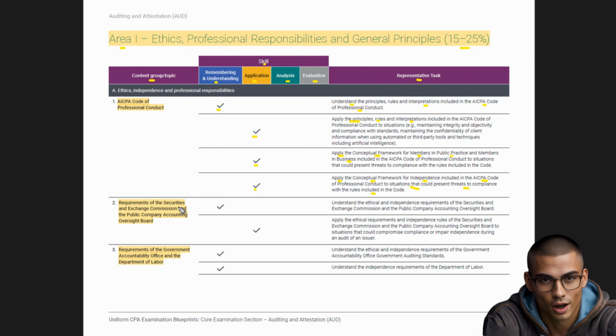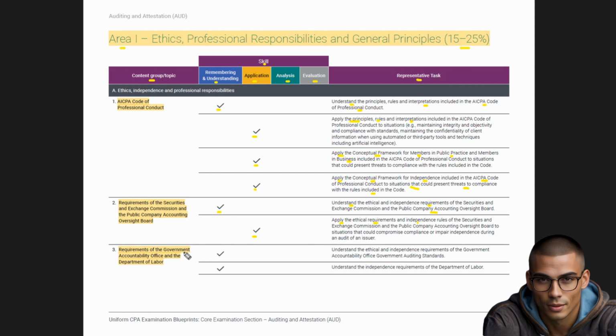Moving on, we have the requirements of the SEC, the Securities and Exchange Commission, and the Public Company Accounting Oversight Board. Here you're going to need to be able to understand the ethical and independence requirements of the Securities and Exchange Commission and the Public Company Accounting Oversight Board, and you're going to need to be able to apply the ethical requirements and independence rules of the SEC and the Public Company Accounting Oversight Board to various situations. And again, for this first task, this is going to be remembering and understanding, and for the second one, you're going to need to be able to apply these various requirements for this area.